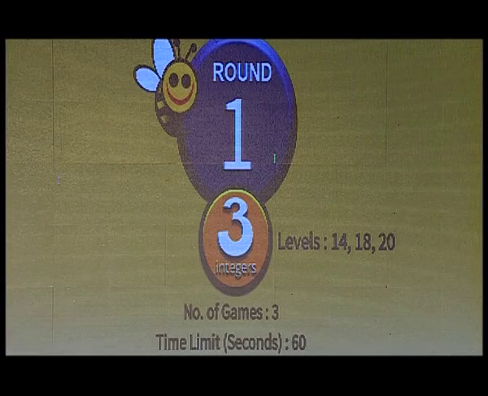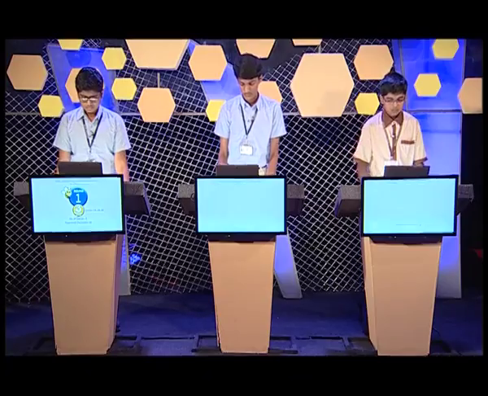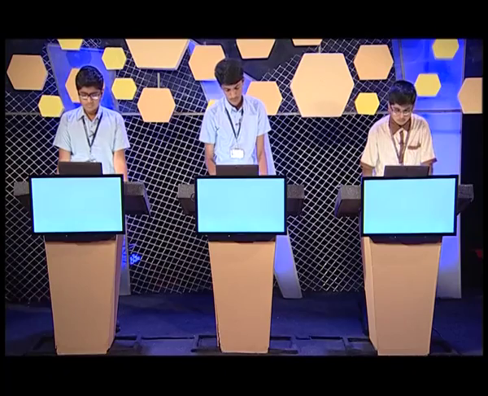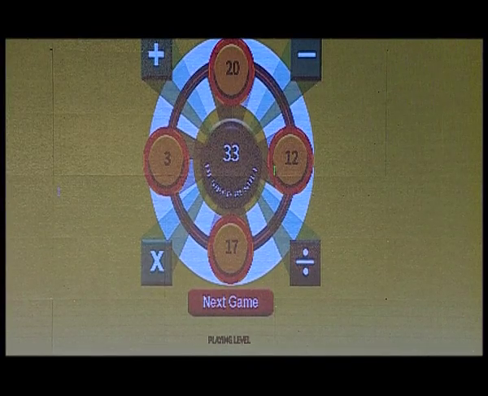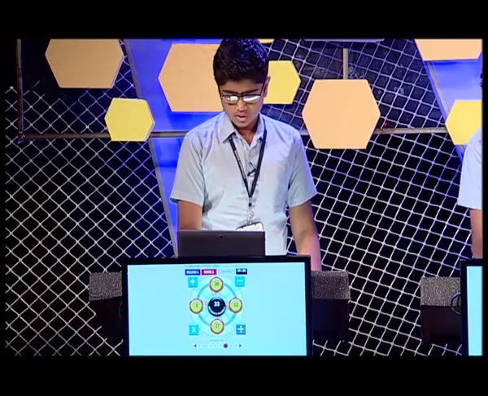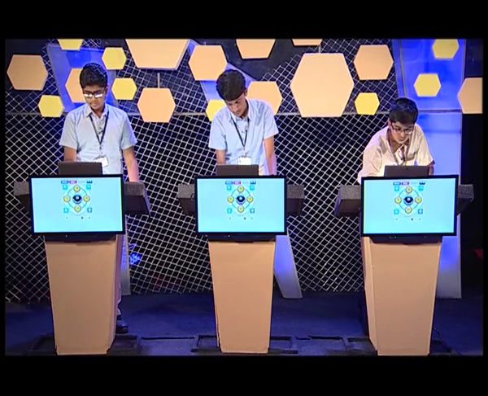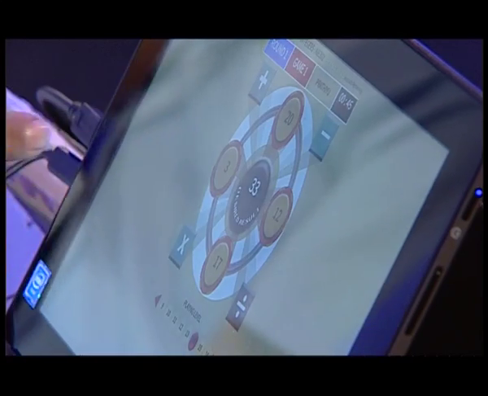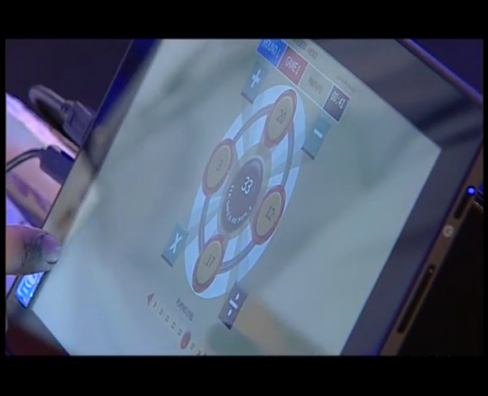Let's begin with game number 1, round number 1. This is integers. 3 games, 60 seconds of time. Try and answer them all correctly. Here we go. First game for you on your screen, and for those playing online, best of luck. 33 is the desired result that I require of you. While you're at this game, 33 is what I require.